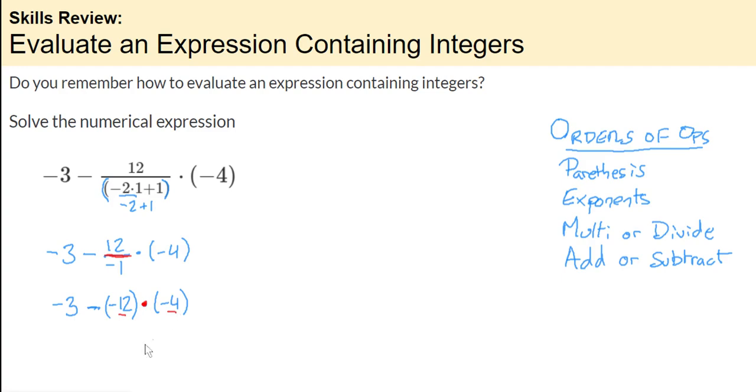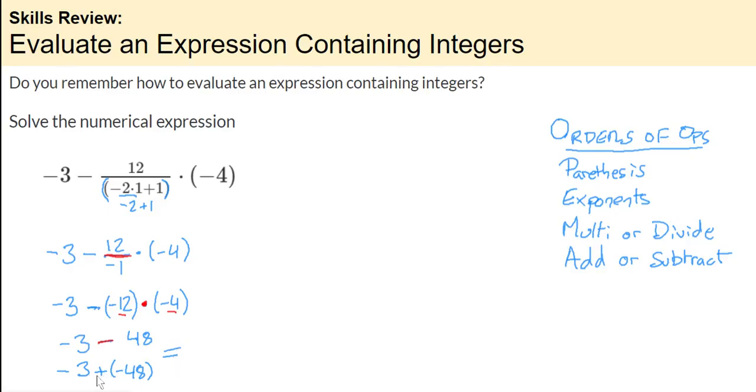So let's multiply, right? -12 times -4. What do we get? -12 times -4, we get positive 48, right? Positive 48, 12, 24, 36, 48. And let's bring everything down. We only have one more thing to do, that is subtraction. So -3 minus 48, or we can rewrite it like this, -3 plus -48. Doesn't really matter which way you do it.